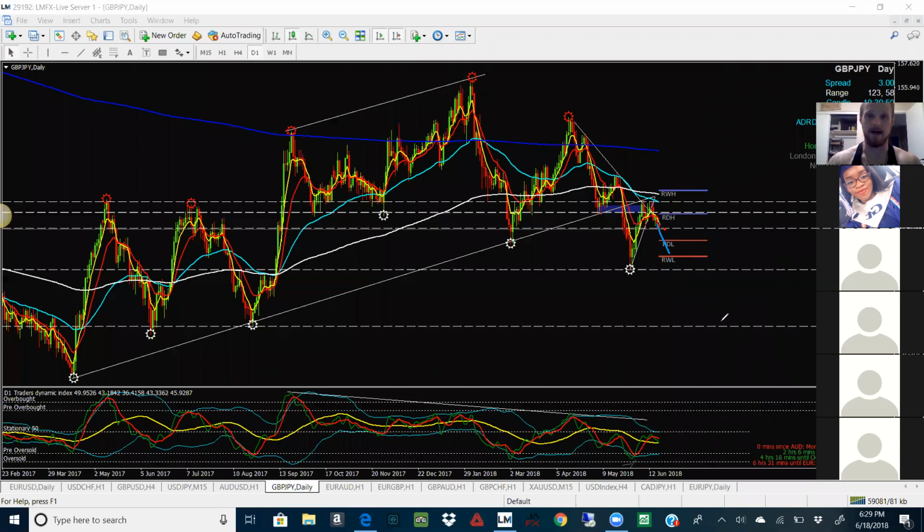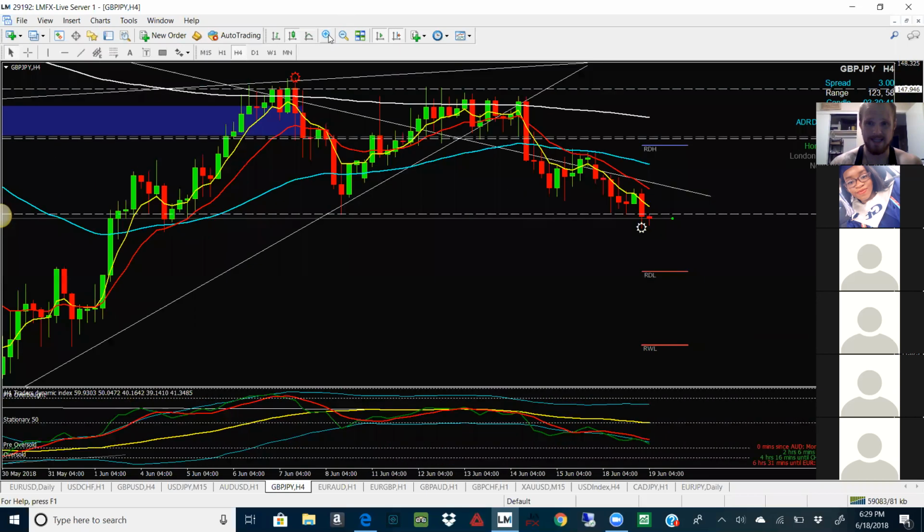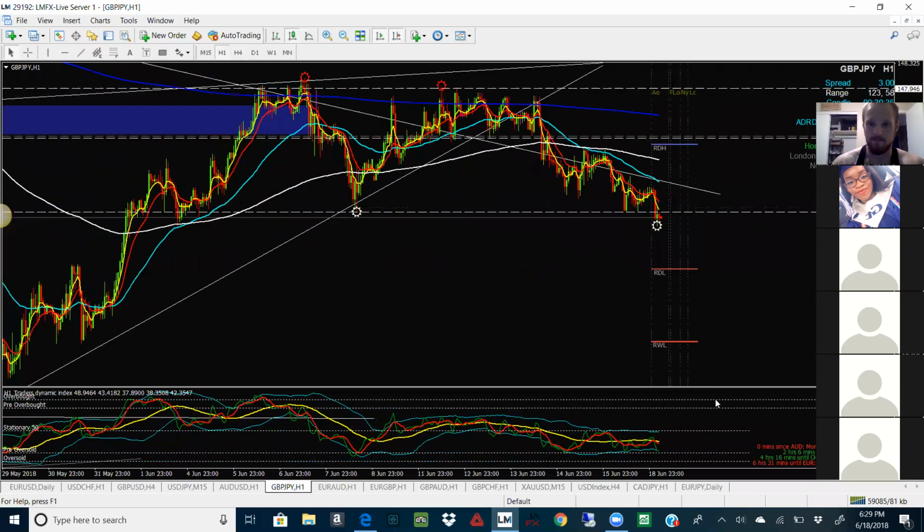So I'm going to stick with my analysis and what's worked for me and say that this thing could potentially shoot down still into the oversold zone on the 4 hour. And look, it broke that resistance on the hour. And it's still below stationary 50. It's a downtrend. There are so many different things. So that's what I'm looking at for this.